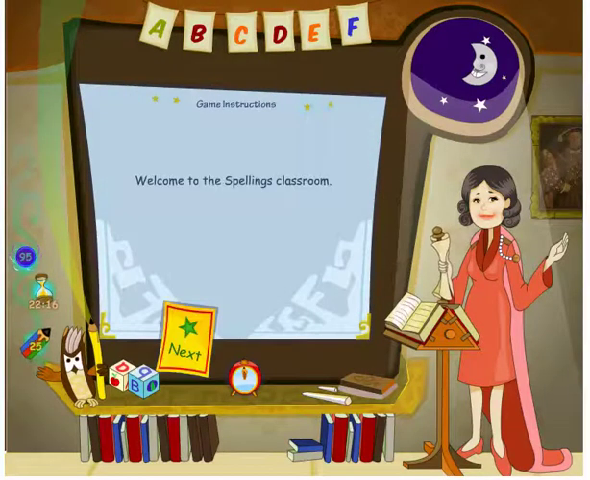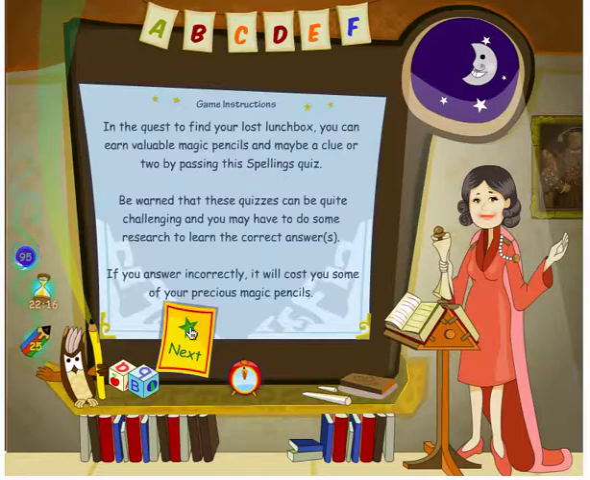It says, Welcome to the Spellings classroom. So I click Next. In the quest to find your lost lunchbox, you can earn valuable magic pencils and maybe a clue or two by passing the spellings quiz. Be warned that these quizzes can be quite challenging, and you may have to do some research to learn the correct answer. If you answer incorrectly, it will cost you some of your precious magic pencils. It's important to note that this game is not easy. The academic challenges are difficult. They're designed to be challenging. So you see right here, my energy is down to 95, so soon I'm going to show you how to replenish your energy. So I click Next.